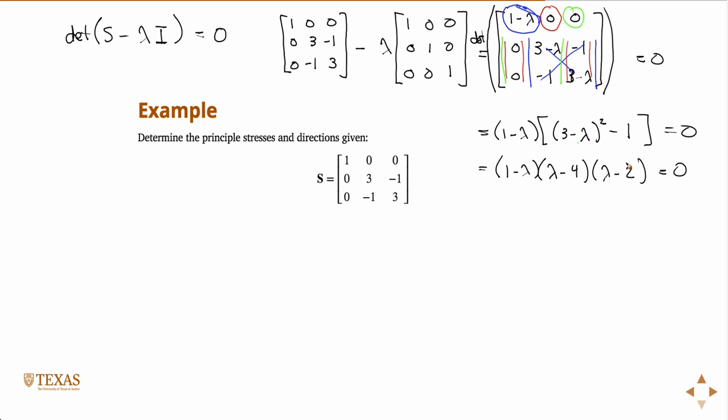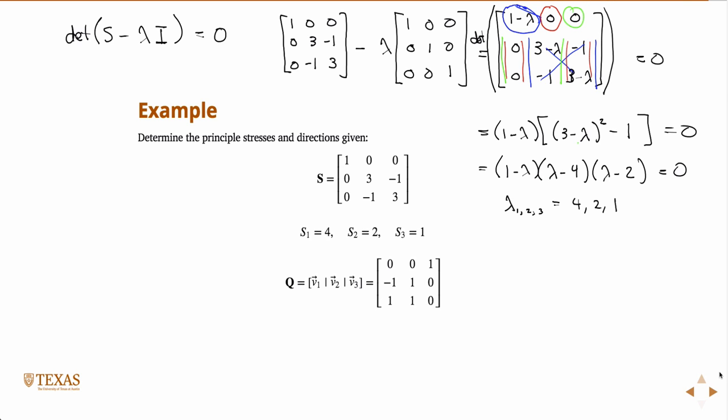So anyway, then what are the eigenvalues? So eigenvalues 1, 2, and 3, I'm going to say 4, 2, 1, okay? Because when we're talking about principal stresses, we'll always try to order them from greatest to least, okay? So we'll order them like that. So now we know the eigenvalues. So there they are.